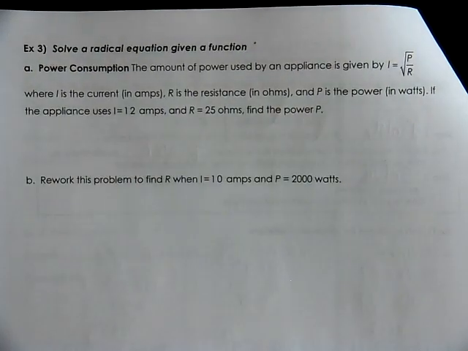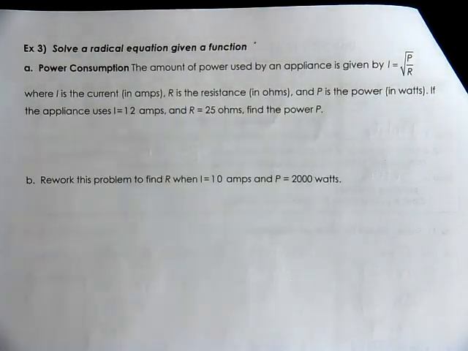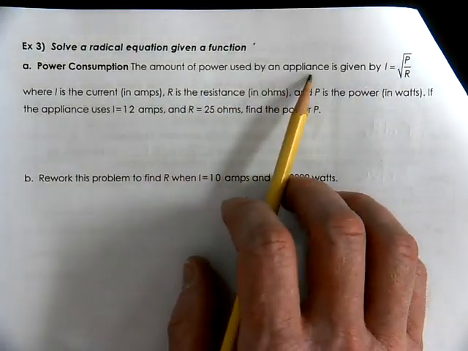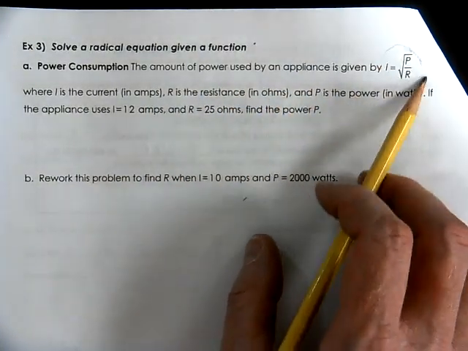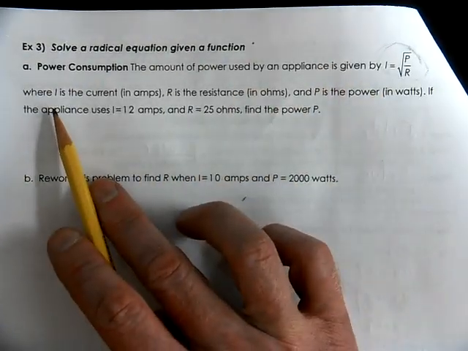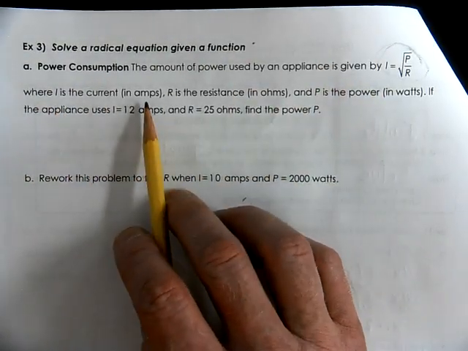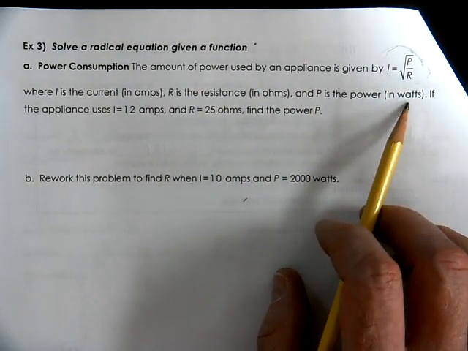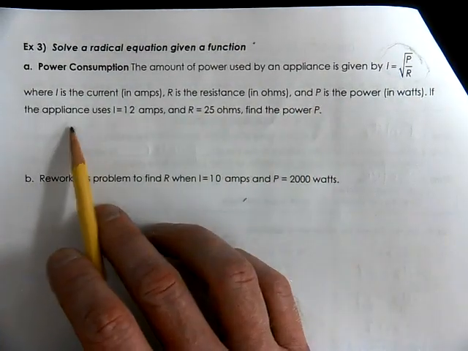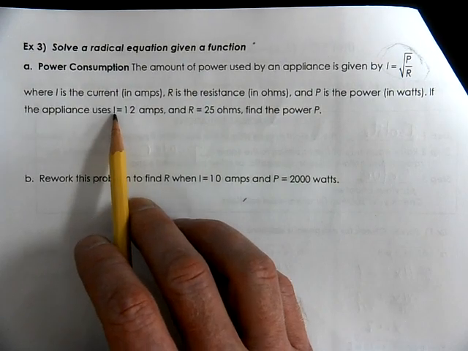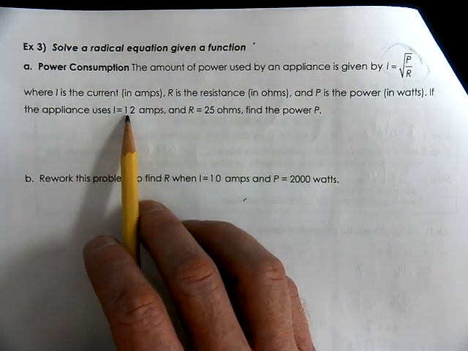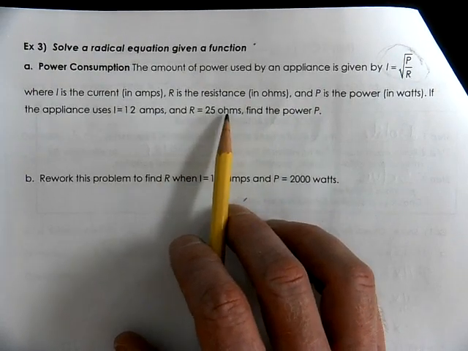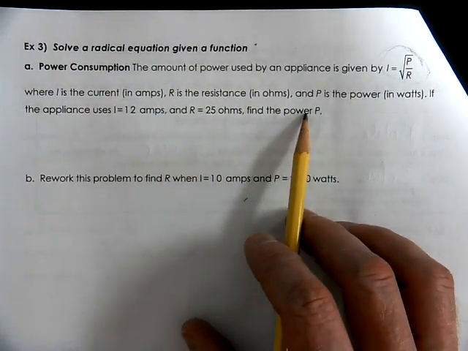Here's a crazy word problem. Power consumption, the amount of power used in an appliance, is given by this equation, where I is the current in amps, R is the resistance in ohms, and P is the power in watts. If the appliance uses a current of 12 amps and a resistance of 25 ohms, then what is the power?